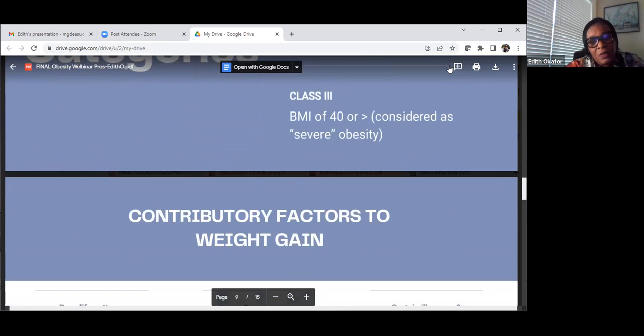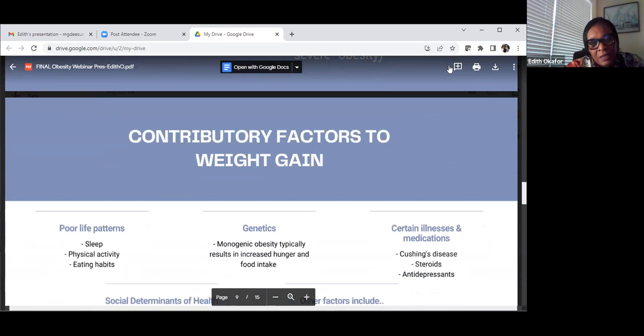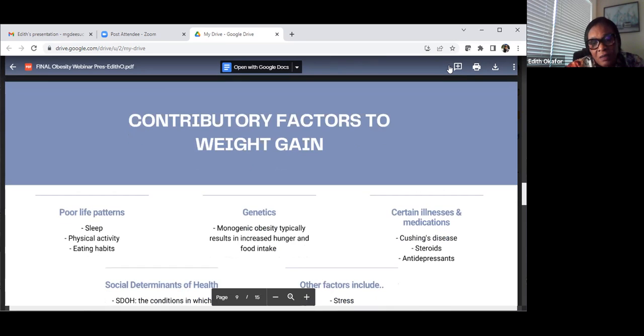Okay, now let's look at the factors that would contribute to weight gain. We would look at different factors, which are all very important. Now, the simple things are like poor life patterns. What are poor life patterns? We're looking at your sleep pattern, how is it? Physical activity, are you sedentary? And then eating habits, how do you eat? How do you chew your food and all that? These things are factored into the treatment or management of obesity in patients nowadays, and you're going to see why in the next slides.